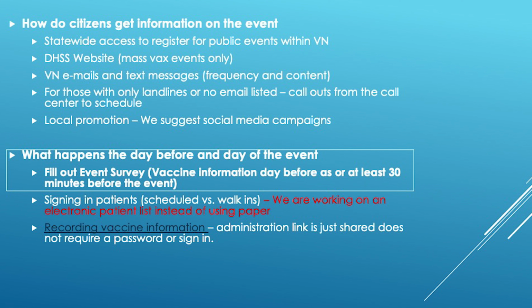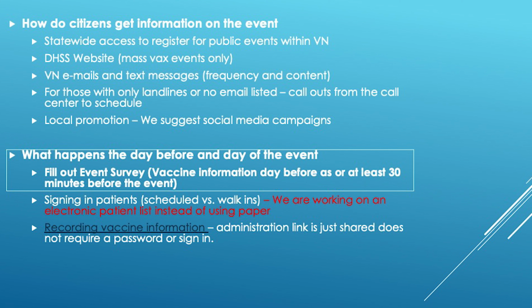So that's the DHSS website. The Vaccine Navigator emails, text messages. For those with landlines and no emails, the call center will call them. And then local promotion, and we suggest social media campaigns to get this information out so that you can get people in your area signed up. They get a lot of messages from the state. They ignore a lot of messages from the state. So getting that social media out will be helpful.